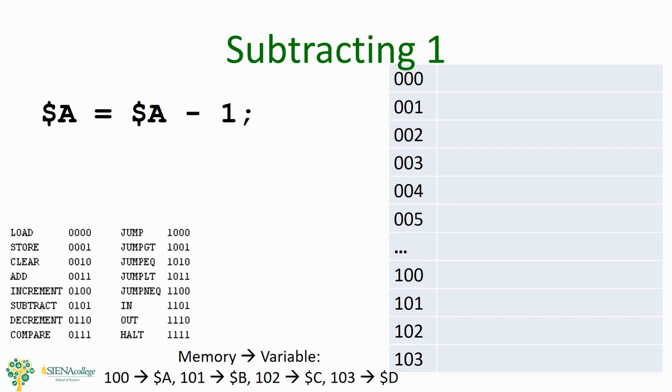Subtracting 1. Since we're decrementing A on both sides, we just need the decrement command. Write down DEC for decrement. A is in location 100. And that one line of code is the equivalent of this one line of Perl.